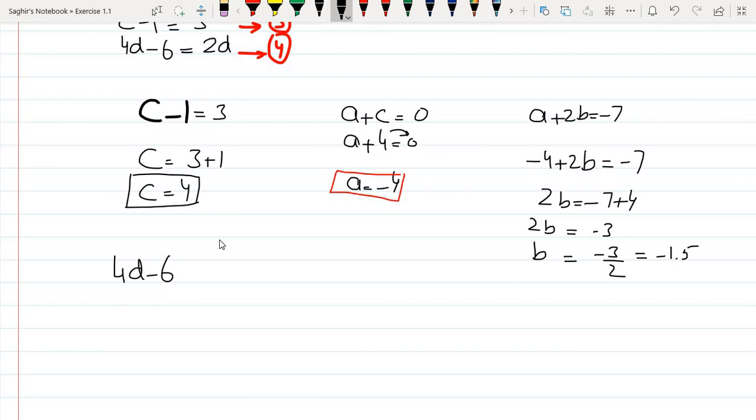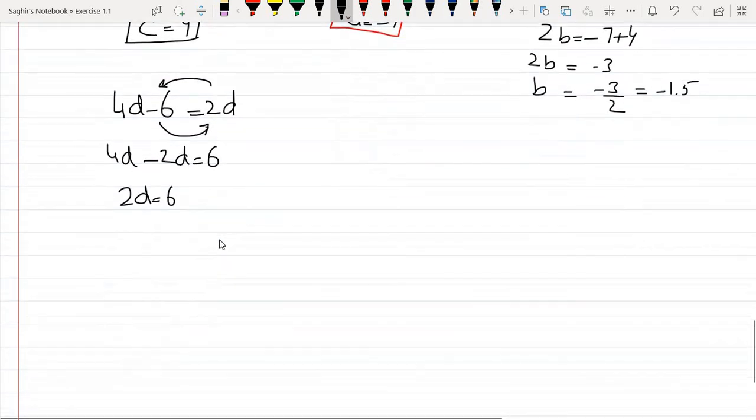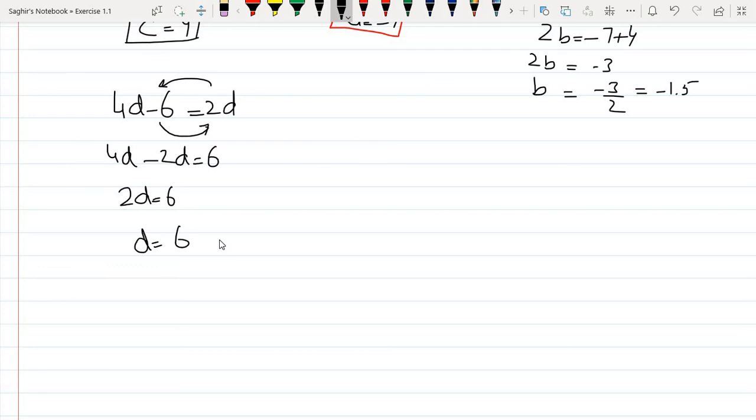4D minus 6 is equal to 2D. So here I shift 2D to the left side of the equal sign and 6 to the right side to find the value of D. 4D minus 2D is equal to 6. 4D minus 2D is 2D, so 2D is equal to 6. Now I have to find the value of D. So D is equal to 6 by 2, 2 ones are 2, 2 threes are 6. The answer will be 3. D is equal to 3. This is our question number 3.